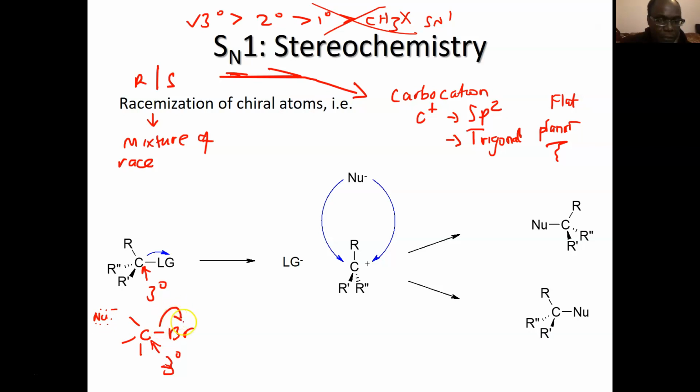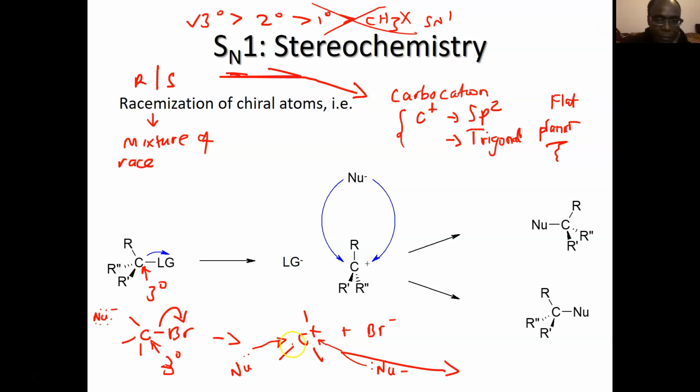Instead, the leaving group has to leave. That's what we are showing here. The leaving group leaves. When it leaves, you make a carbocation. The carbocation has a C+. Like I said, the C+ is sp2 hybridized. There are 3 electron domains, 3 bonds, so it's sp2 and trigonal planar. The leaving group left. Now, if you have the nucleophile, only then will the nucleophile come to attack. And it's going to attack either from the right or from the left.